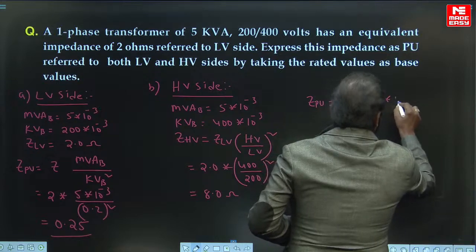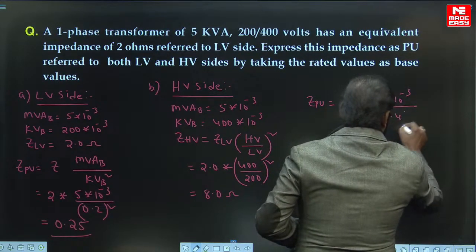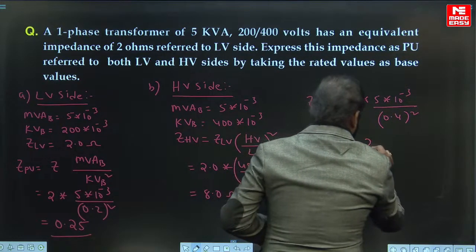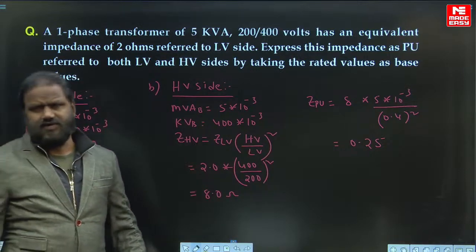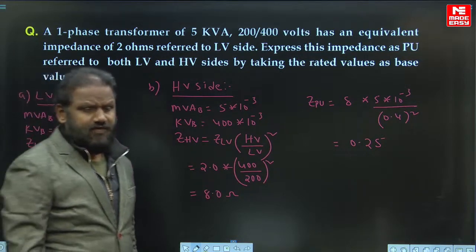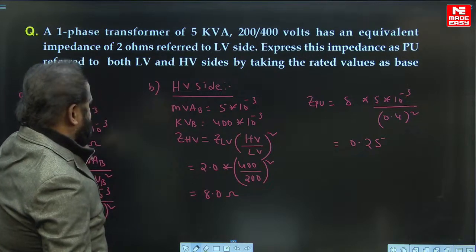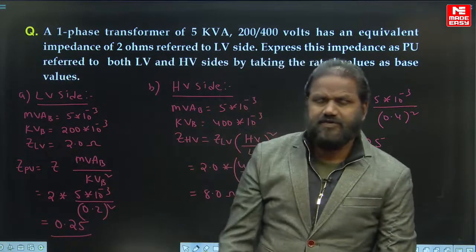5 into 10 to the power of minus 3 divided by 0.4 square. Okay, this also comes as 0.25. If you simplify, you can get 0.25. So through this question, what have you learned? You have learned that the impedance of the transformer referred to the LV side and HV side are both the same as a per unit representation.